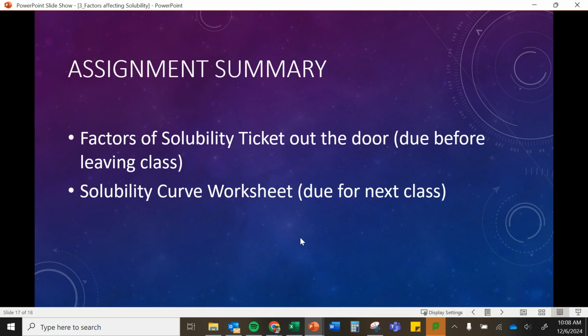Your assignment for today is that there are two things. There's a solubility curve worksheet, and then there's a ticket at the door about solubility. So those are your two other assignments for today.